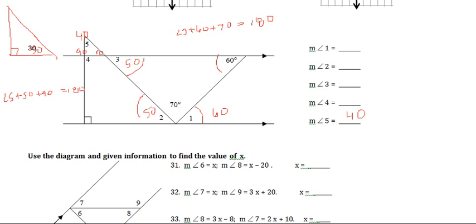And now that I know that that angle right there is 90, and angle 4 is supplementary with it, what other number can combine to equal 180? That means that that one has to be 90 degrees as well.